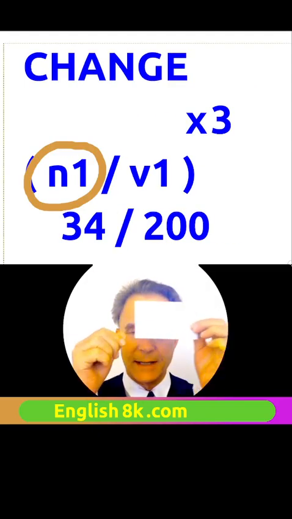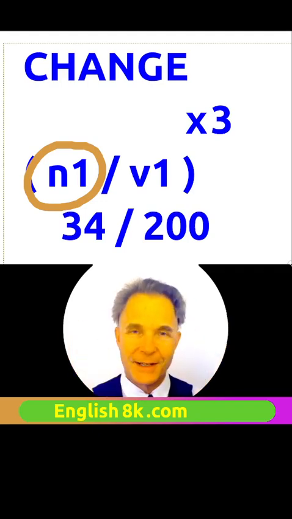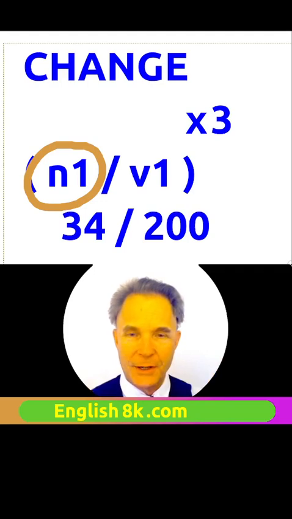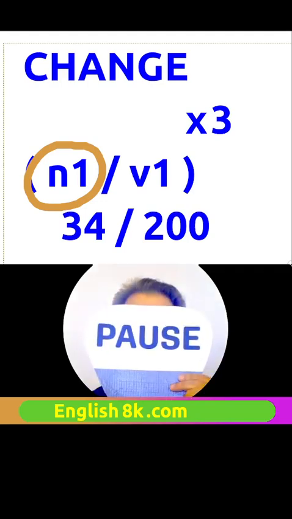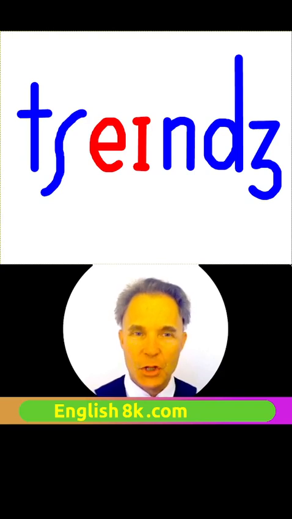Please make a card like this. Write change up here times 3. The code N1, number 34 out of 200. Now I will show you the IPA. Please write the IPA up here in the top right corner. The red part sounds like A. Change.